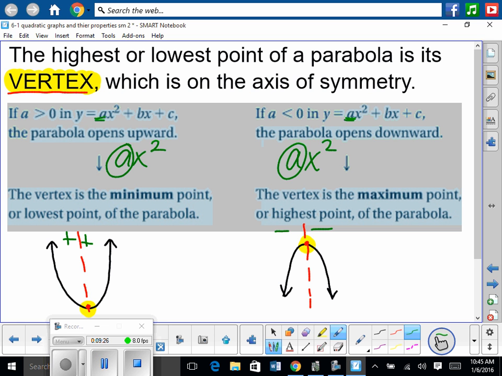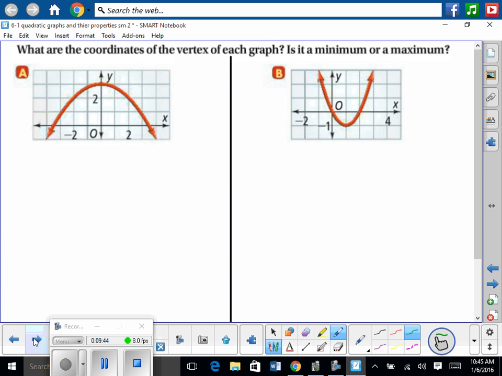So if our a value is positive, it's a smiley face, it's an upward facing parabola. If it's an upward facing parabola, it obviously has a minimum. If it's a downward facing parabola, it has a maximum. That's the highest point. That's the lowest point. Are we all good with that? We're just getting familiar with quadratics. Any questions? Okay, here's our first example.